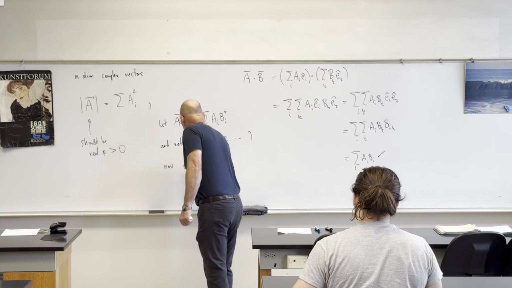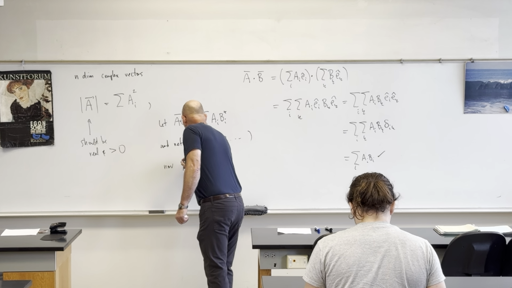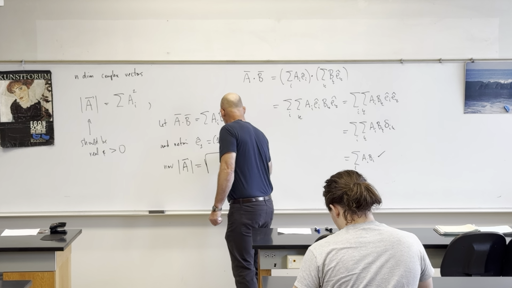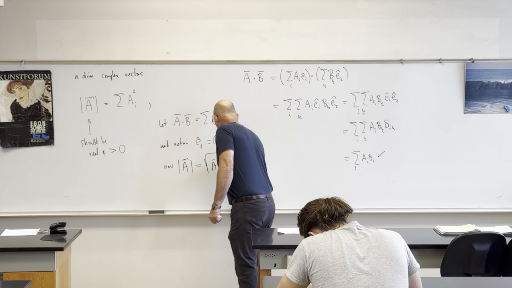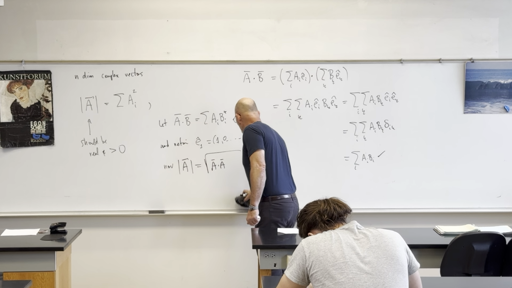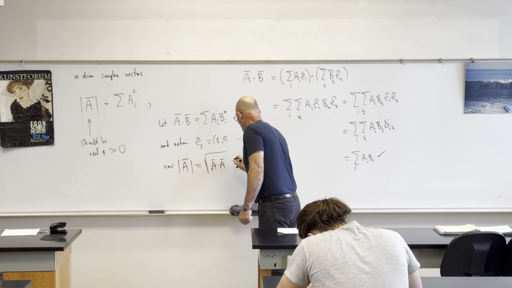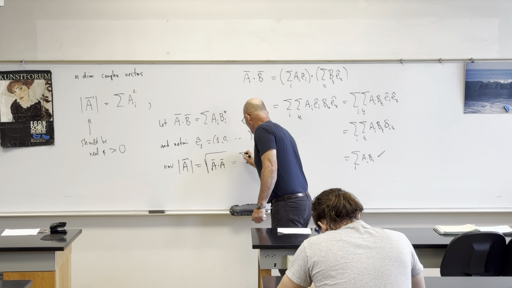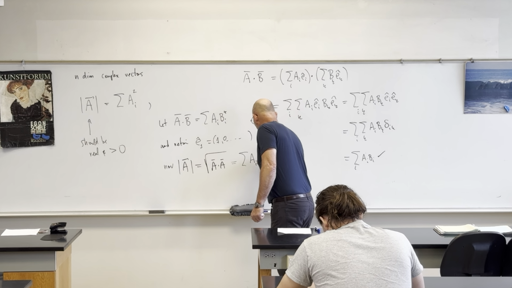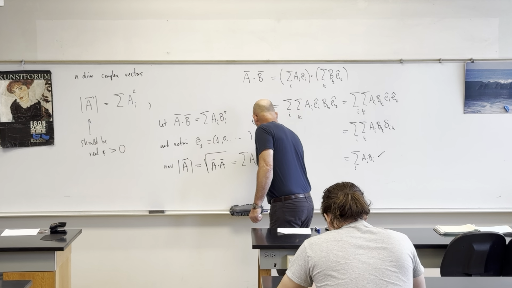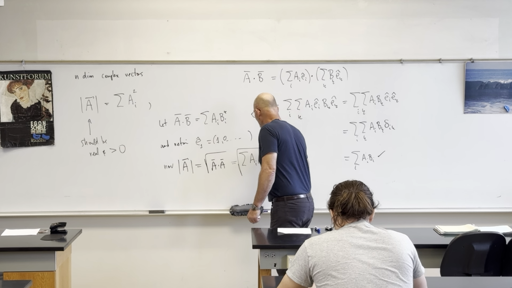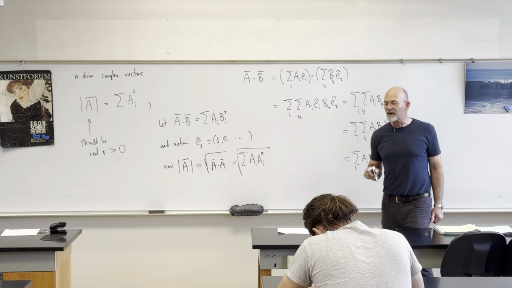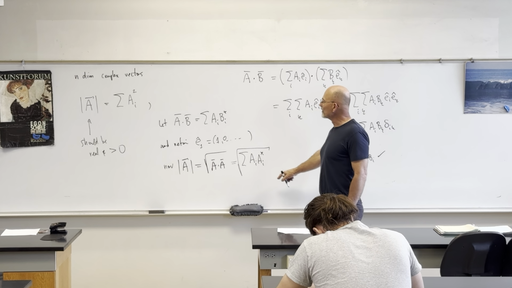Now, the magnitude of vector A can be done as the square root of A dot A, which is going to be equal to the square root of the sum over the complex conjugate of A sub i times A sub i. And that just generalizes the magnitude of a complex number to the magnitude of a complex vector.